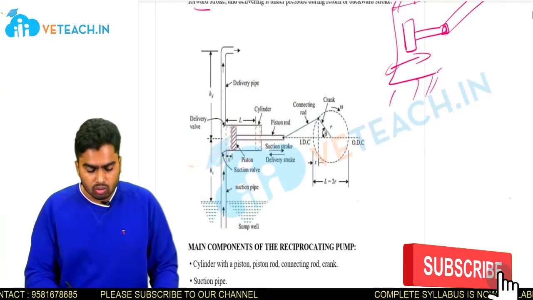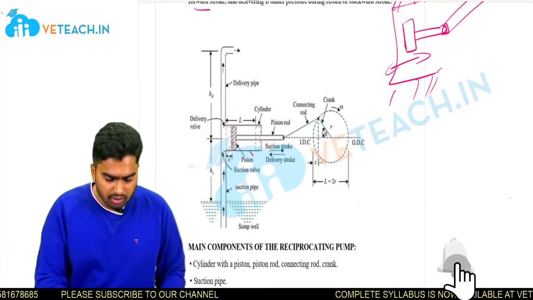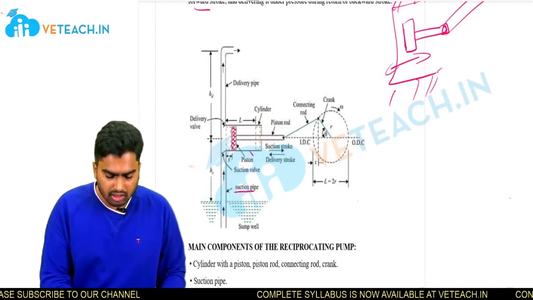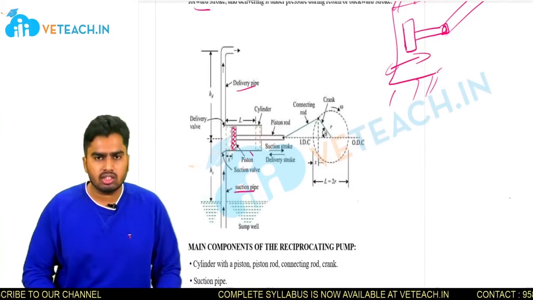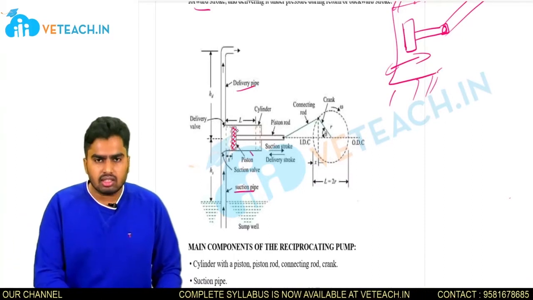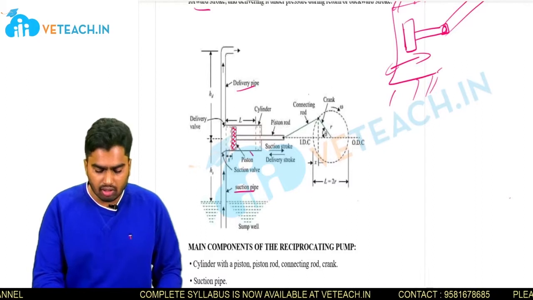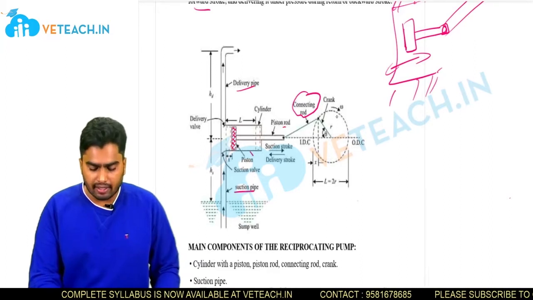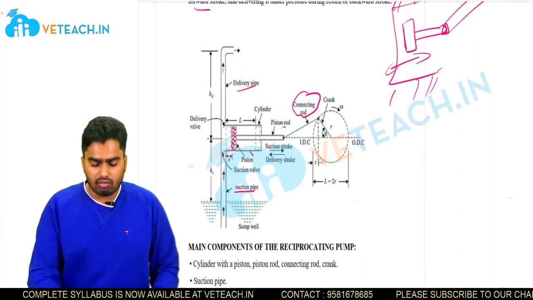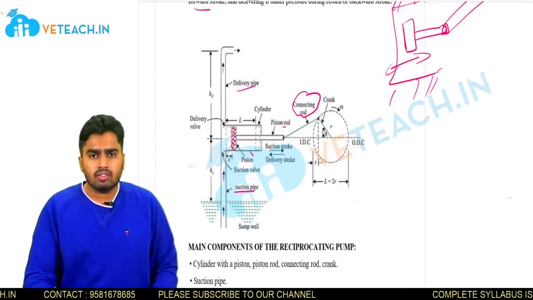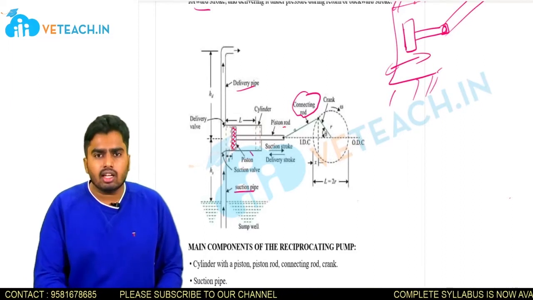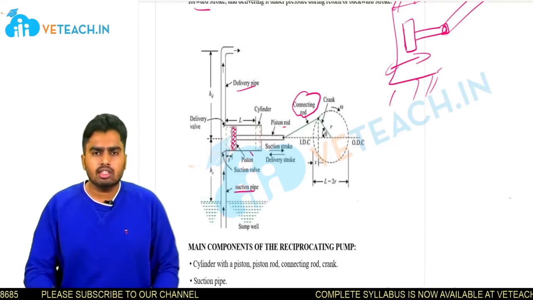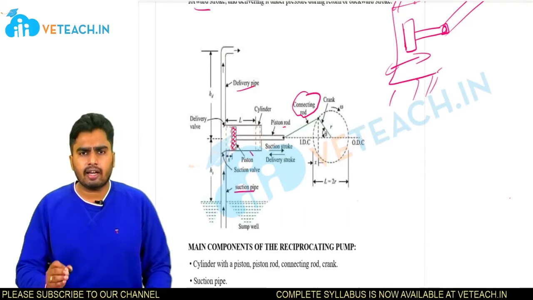So this is my cylinder with a piston inside it, and to this cylinder two pipes are connected. The bottom pipe is known as the suction pipe and the top pipe is known as the delivery pipe. The piston is connected to the connecting rod with the help of a piston rod, and this connecting rod is connected to the crank. Whenever this crank is rotated, the rotation of the crank causes linear reciprocating motion of the piston. So rotary motion is converted to sliding motion. This is the principle of the single slider crank mechanism.